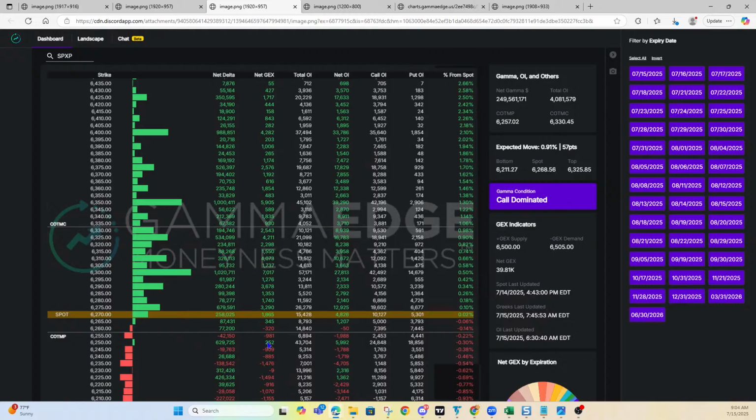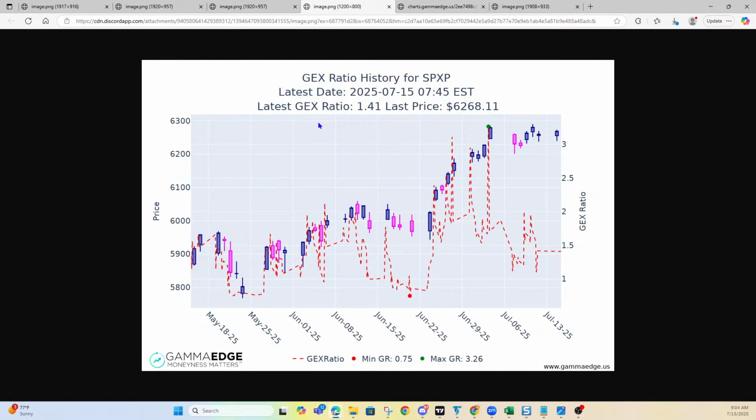But full complex, any pullback is an opportunity to get involved as long as our overall sentiment and structure and trend stay intact. Moving on to the GEX ratio, we've been discussing this really the past few days to weeks. Yesterday we went over it. The dotted red line was actually in a negative slope, but now we pulled it up and we flattened it out. So we said this would resolve. We've had a divergence with spot price rising and the GEX ratio dropping.